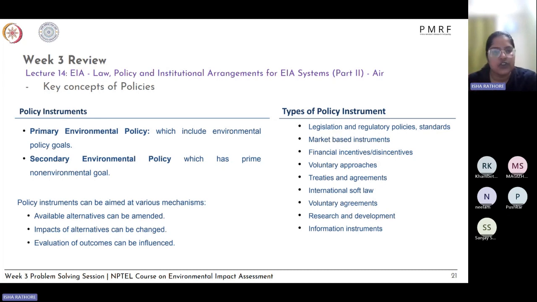Now, according to the intention of the policy, different types of policy instruments can be used. So if the policy is to resettle people because of the construction of a dam, the policy instrument could be financial incentives or land-based incentives, where these people are resettled in a new location. They're given new land and some sort of compensation to start their new life. So it's a financial incentive-based policy instrument which is being used, just as an example of how policy instruments are used.